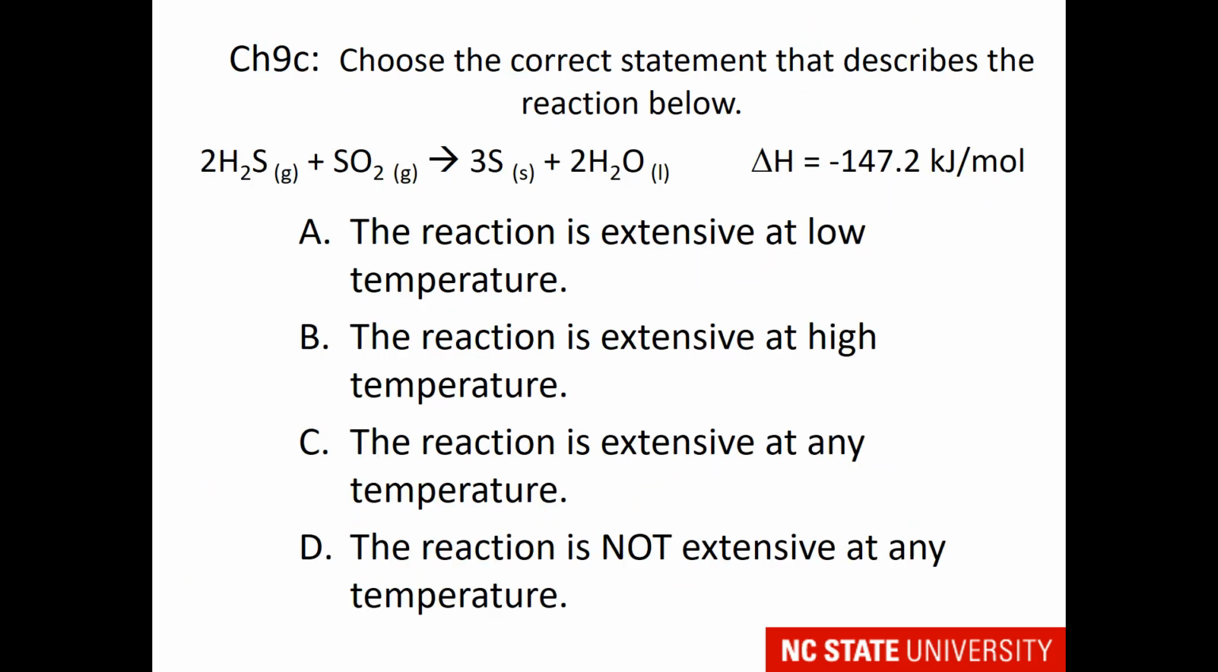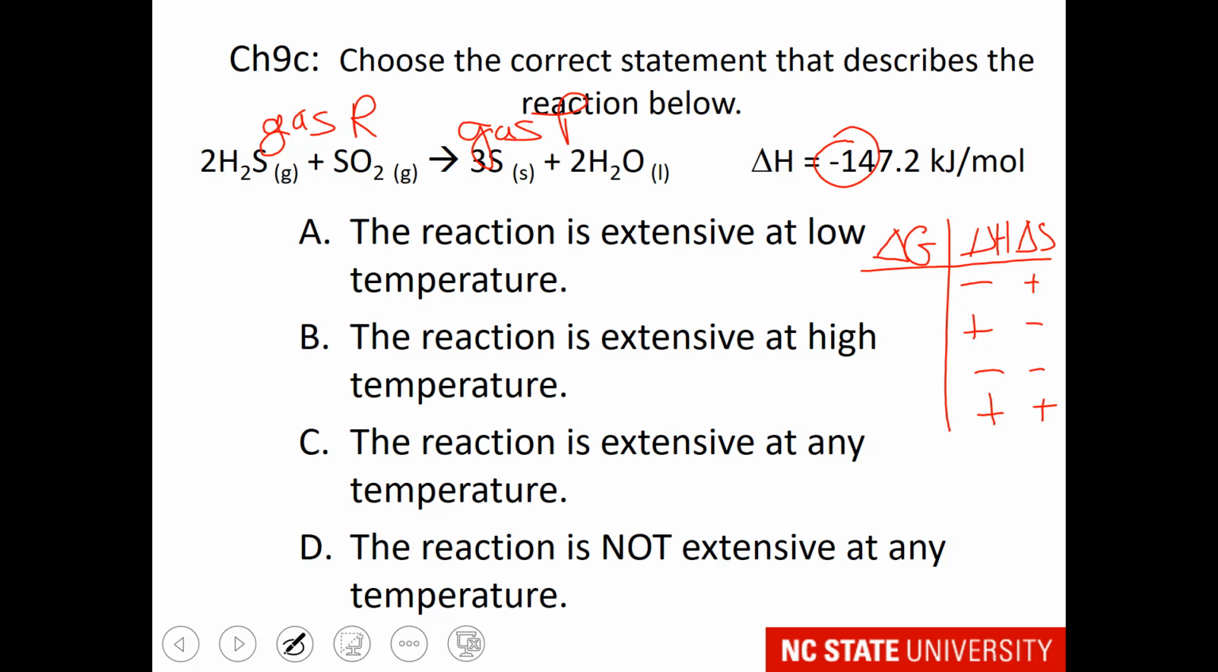Here's a question asking about this particular reaction and when it is extensive. We're given the sign of delta H, that is negative. As in the previous question asking for entropy, we can look at the moles of gas on the reactant side versus the moles of gas on the product side. And somewhere in your notes, you should have this little table that tells you something about delta G relative to different algebraic signs of delta H and delta S.